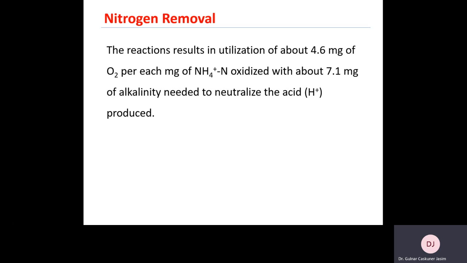And at the same time, you can see around 7.1 milligrams of alkalinity needed to neutralize the acid produced as a part of this oxidation process. So you should also understand that there should be enough alkalinity capacity to neutralize the hydrogen ions produced.